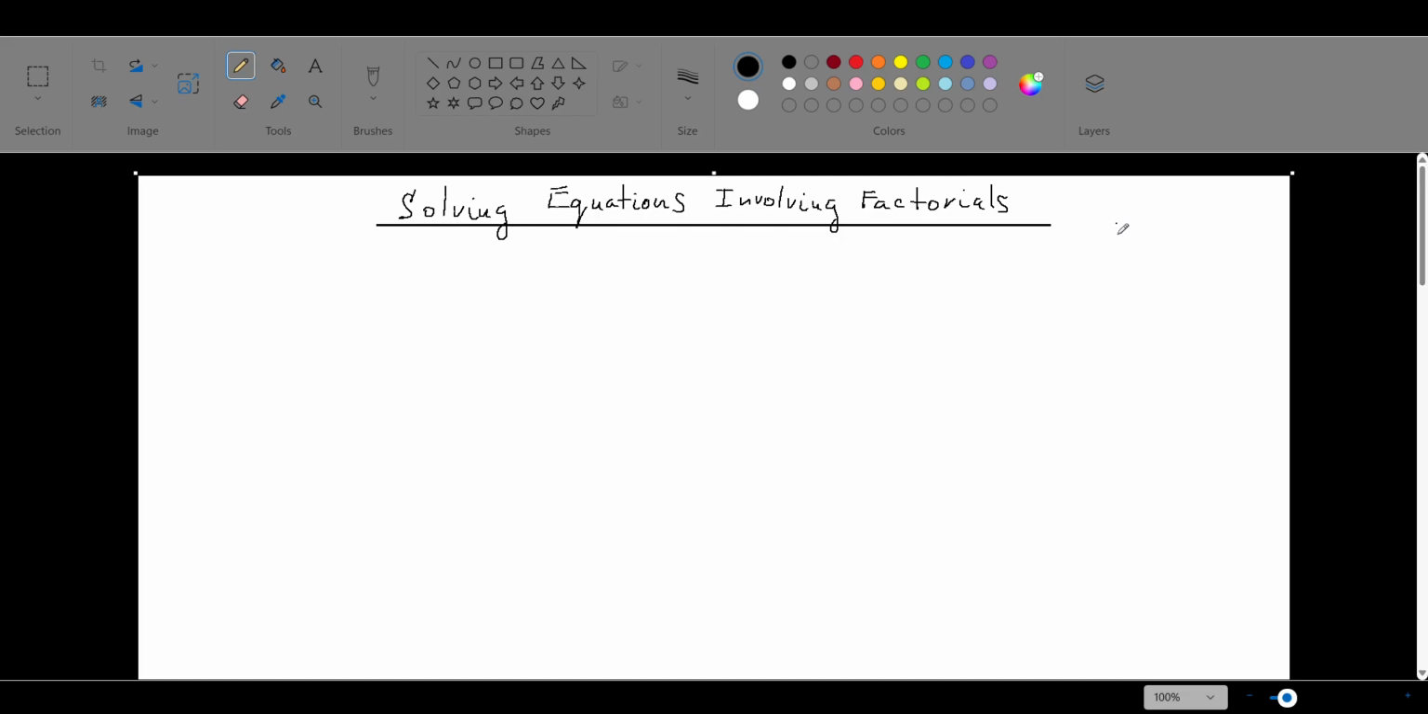I will start with probably the easiest equation, though you will see that it really looks easy, but to solve it properly with the explanation of what's going on there is going to be a little bit tricky. So our first equation is 5 times (n+1)! is equal to (n+2)!.